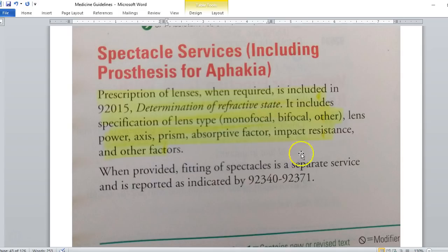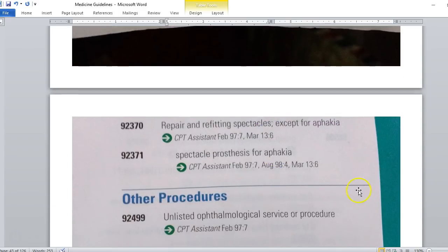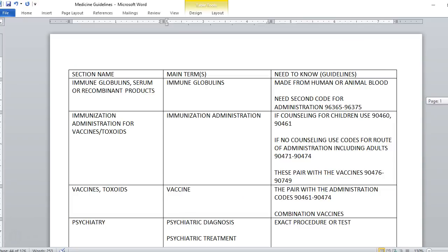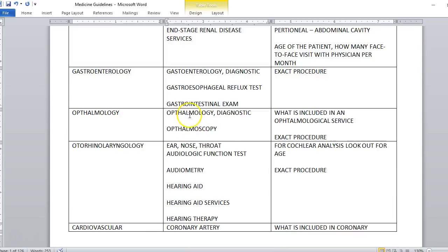So this is what we're doing when they're actually going through the eye exam. They're determining what type of glasses the patient needs, what type of lenses they need. But if we're fitting the spectacles, that's different. Okay, so that is a different code. So we want to keep that in mind. So when it comes to our ophthalmological services, we have to remember we can look under ophthalmology diagnostic or ophthalmoscopy. We need to know what is included in ophthalmological service and the exact procedure. Okay, so again, we need to know what exactly they are doing.